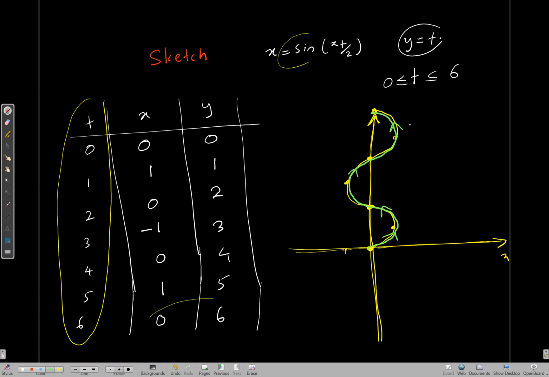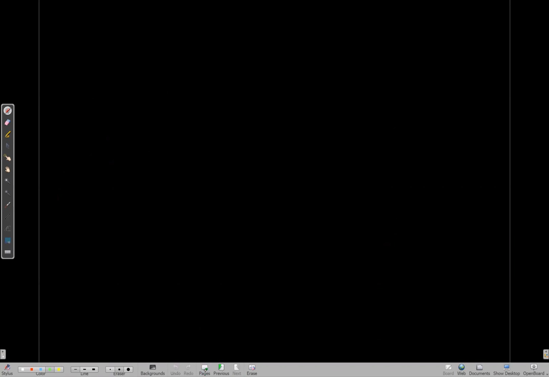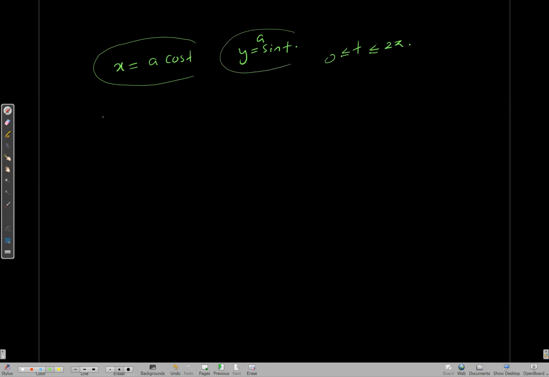Okay, I think now the idea is clear. Now, in some cases, you may have to draw the table and do it, but in some cases, you don't have to actually. Let's say x equals a cosine t and y equals a sine t, and t is changing from 0 to 2 pi. Now, in this case, how do we draw this? Well, yes, you can draw the table and do it. But if you can find the relationship between x and y, or if you can get rid of t.